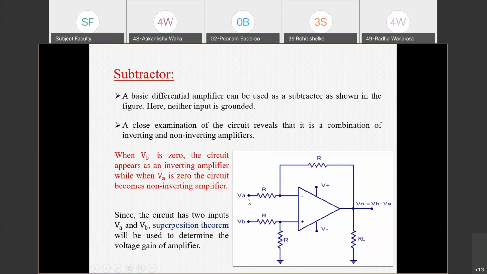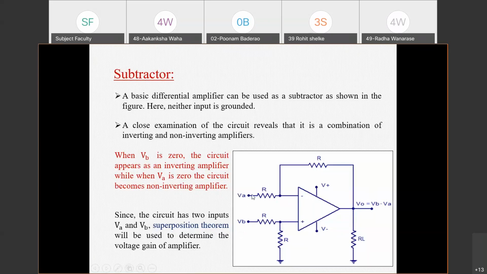In case number 2, VA will be grounded and the input is VB, and for that input VB we find the corresponding output voltage. At the end, the total or net output voltage will be the output voltage due to input VA plus the output voltage due to input VB. So these two cases you should remember.